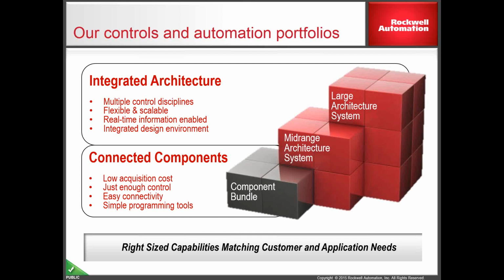So broadly, we have divided the portfolio into Connected Components and Integrated Architecture. Connected Components is primarily for standalone machines, and Integrated Architecture is further divided into mid-range and large architecture, which is for large and complex machines. So depending on the customer needs, we have the right solutions available.